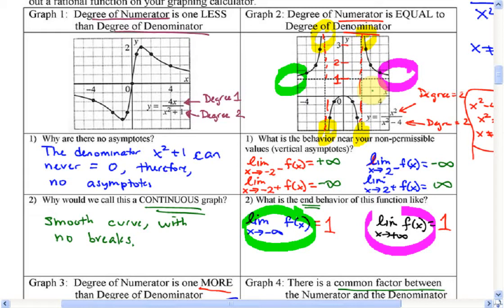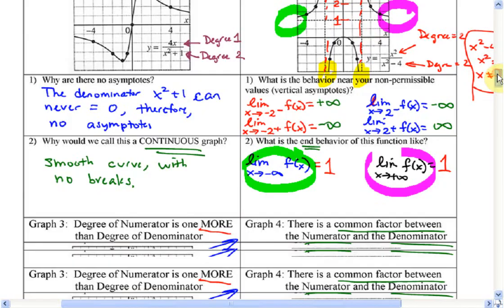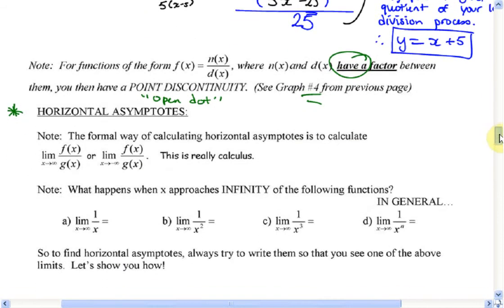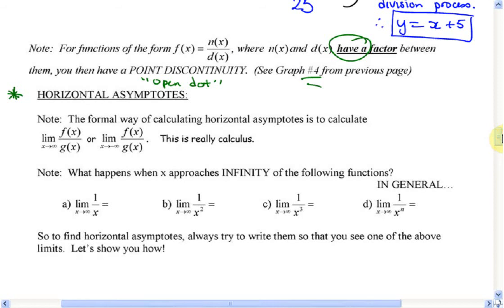So this idea of taking the limit, especially when you go really far out, is how you can find the horizontal asymptotes. So going on to page 3 now, back here, the formal way of calculating the horizontal asymptotes is to do the following. Take the limit as x approaches infinity of that function, or take the limit as x approaches negative infinity. So this is like the end behavior that we were looking at in the previous graphs. Okay? End behavior.